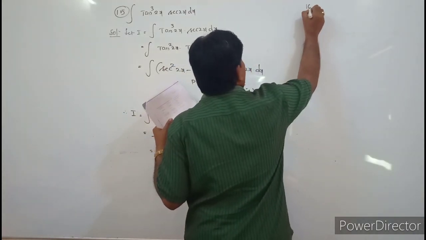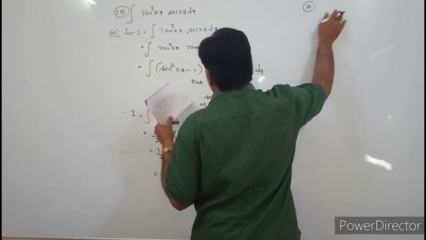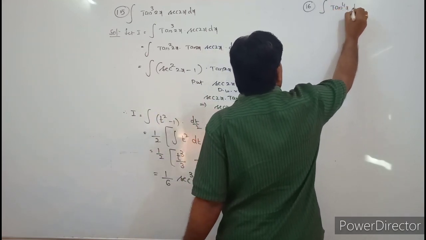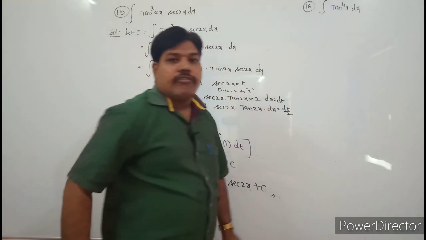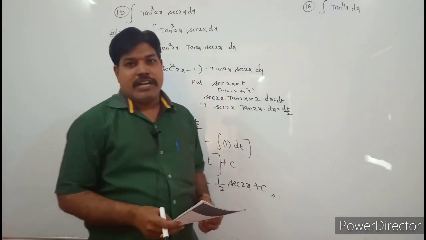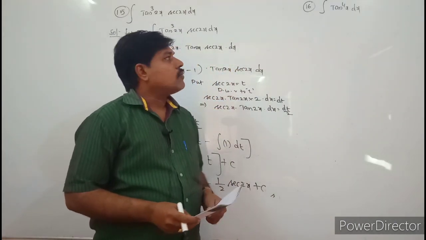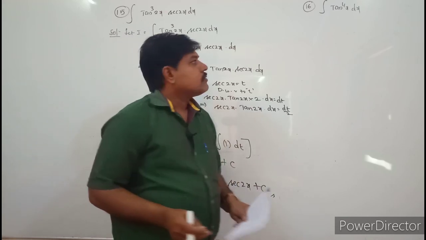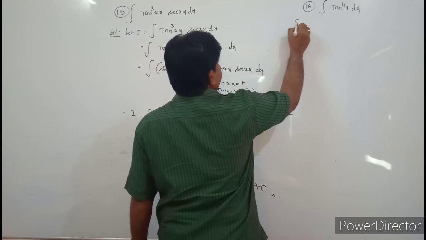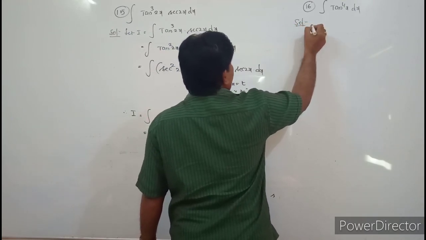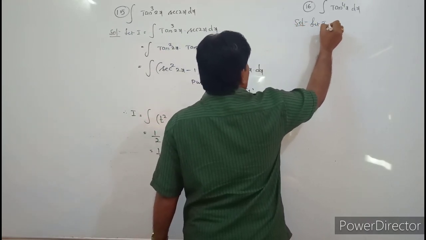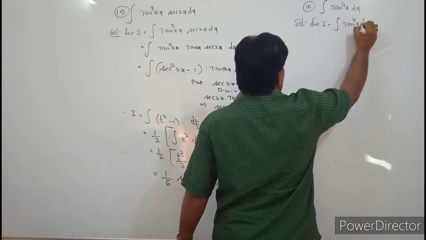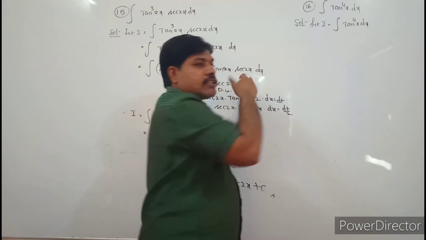So see the next question, question number 16. What is that? Integral of tan power 4x into dx. So see that question, how to solve this question: integral of tan power 4x into dx. So take the solution here, students. Let I is equal to integral of tan power 4x into dx. So first what we are taking is that I.